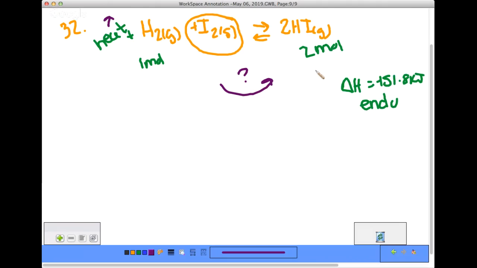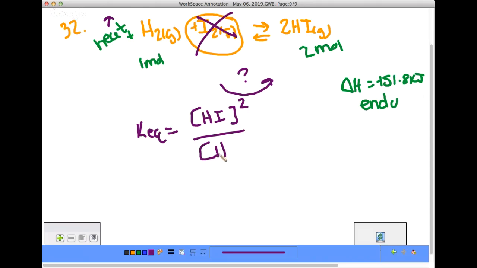Okay, let's look at number 3. What is the equilibrium constant expression for this system? Again, if we're looking at this system above, solid isn't going to be in the equation. So our KEQ is going to be our products, which is our HI, squared, divided by our hydrogen gas, which does not have an exponent. So the correct answer is D. Our equilibrium constant is hydroiodic acid squared divided by hydrogen gas.